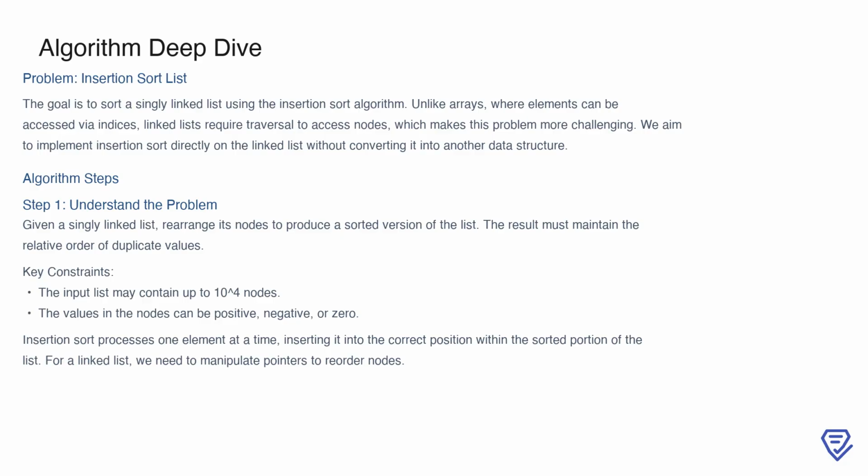Key constraints to keep in mind are that the input list can contain up to 10,000 nodes, and the values in these nodes can be positive, negative, or 0. Insertion sort works by processing one element at a time and inserting it into its correct position in the sorted portion of the list. For linked lists, this requires careful manipulation of pointers to reorder nodes efficiently.